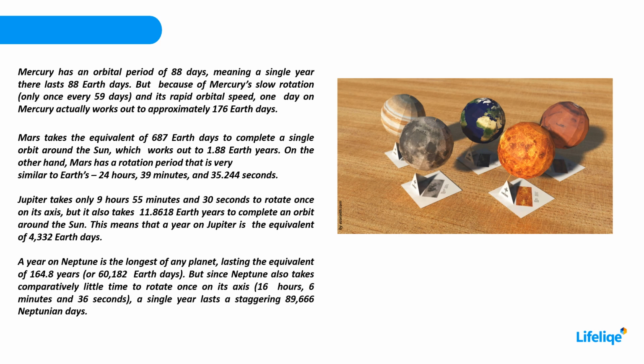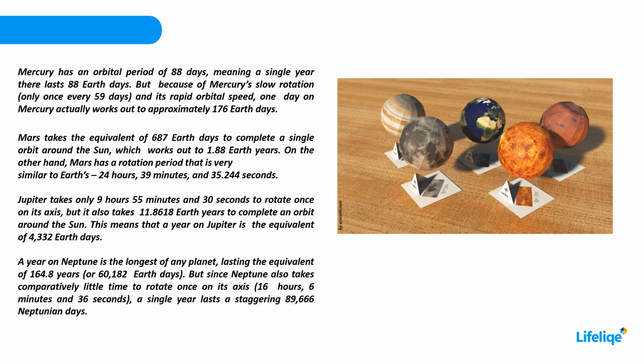Mercury has an orbital period of 88 days, meaning a single year there lasts 88 Earth days. But because of Mercury's slow rotation, only once every 59 days, and its rapid orbital speed, one day on Mercury actually works out to approximately 176 Earth days.